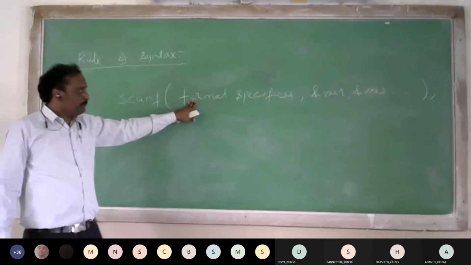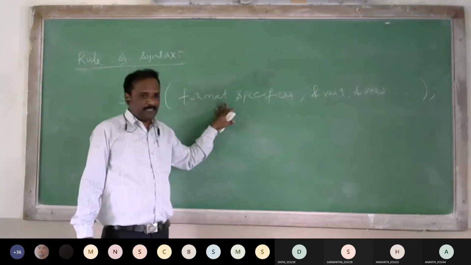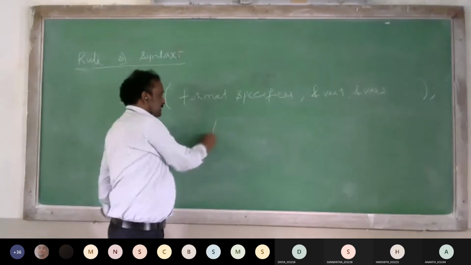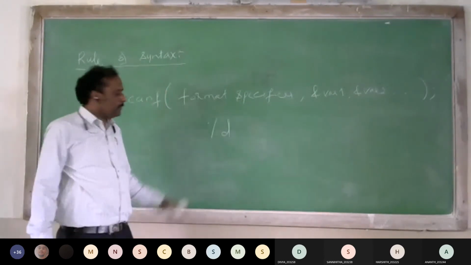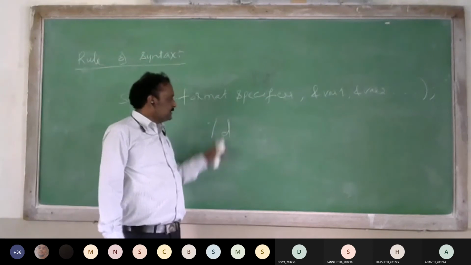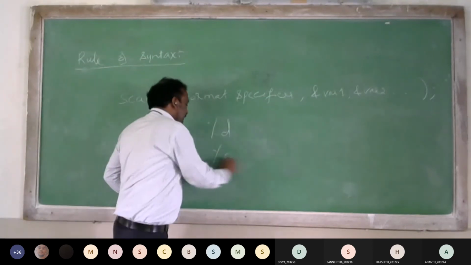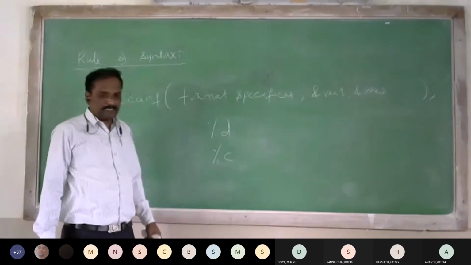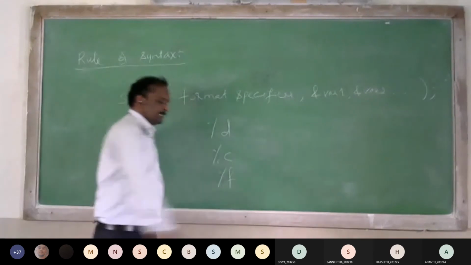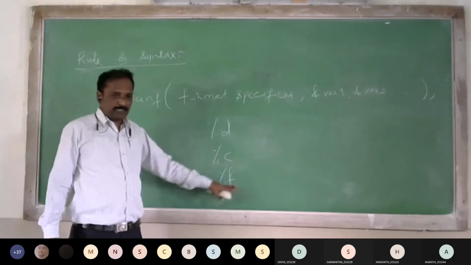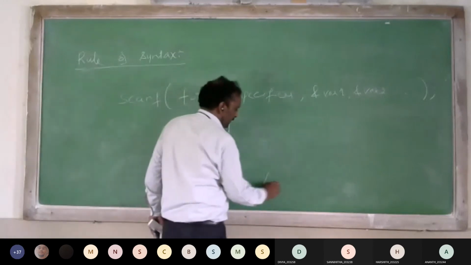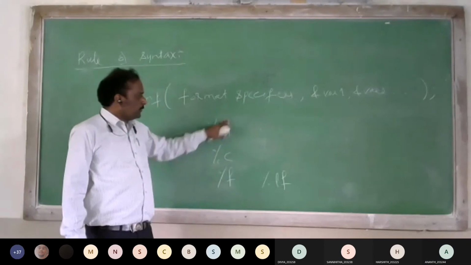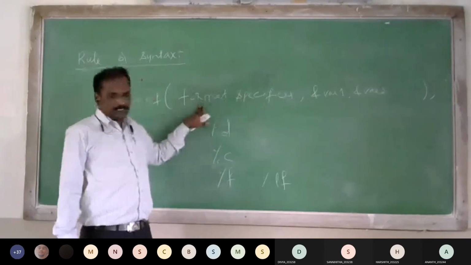So what is format specifier? We have seen format specifiers in the data type. For example, what is the format specifier for integer number? %d. If you want to enter integer values, then we need to use this format specifier. If you want to enter character values, we use the character format specifier, %c. The real number format specifier is %f, also called float. The double format specifier is %lf, long float. These are the format specifiers used as the first argument.